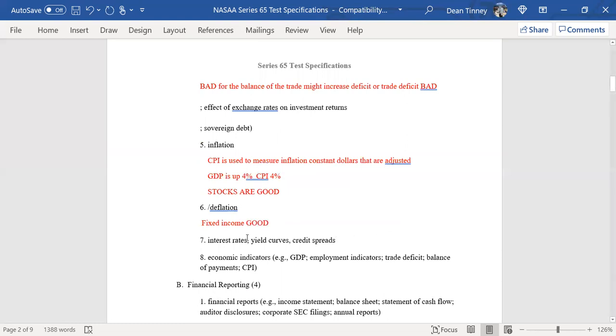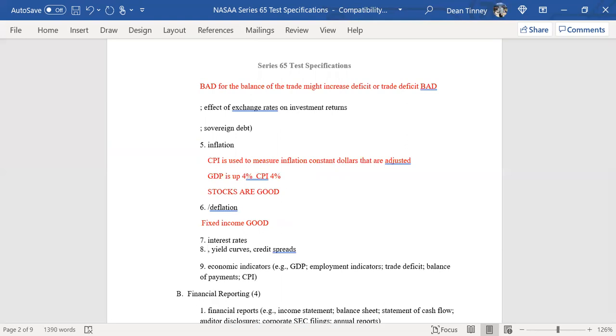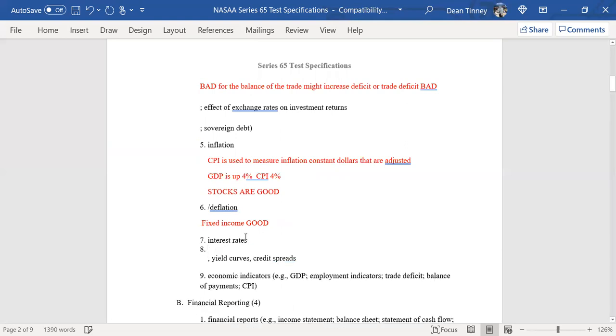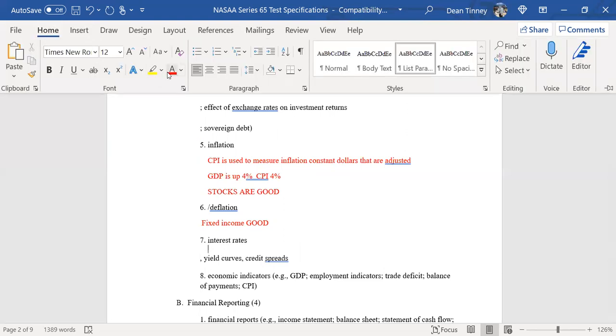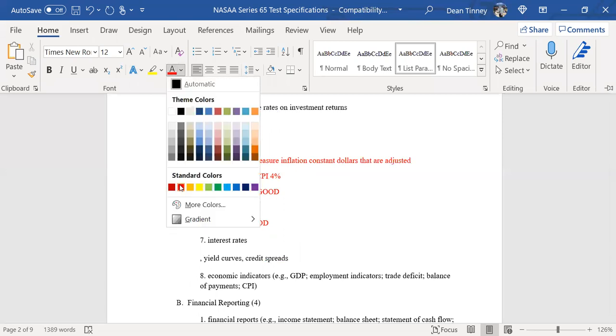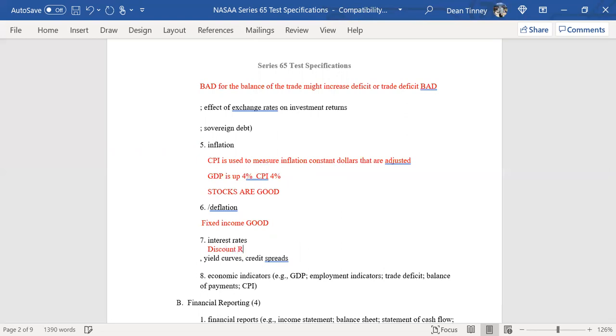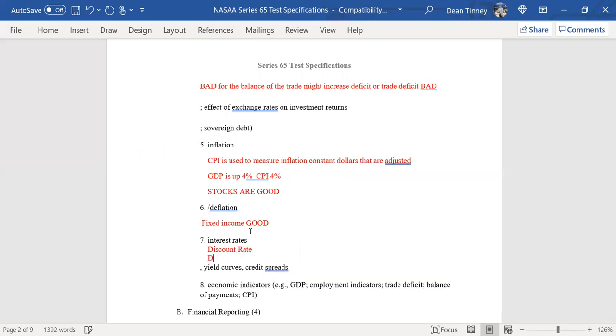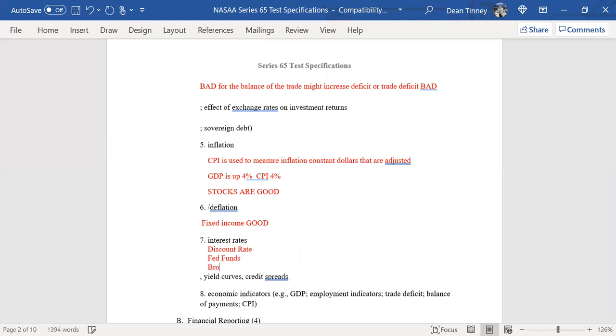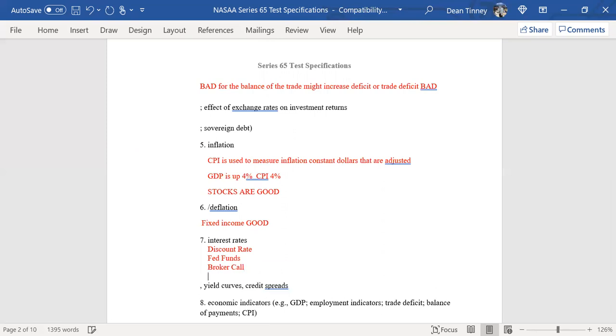Interest rates. You're held accountable for 4 interest rates. So let's do those 4 interest rates you're held accountable for. We talked about 2 of them already, and the 2 we talked about already were the discount rate and Fed funds. What we haven't talked about is broker call. Broker call is what banks charge brokerage firms for money. And we haven't talked about prime.